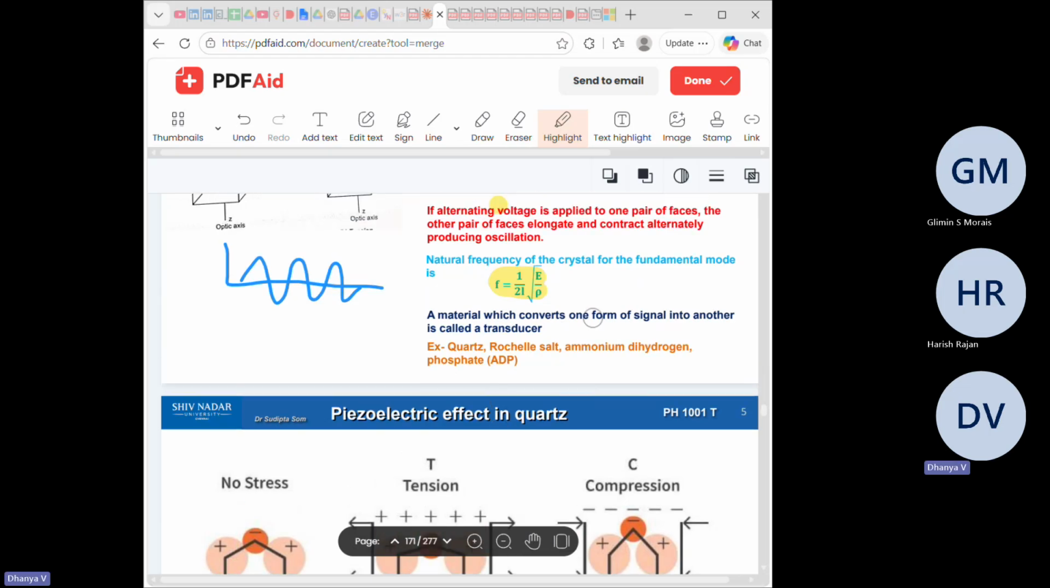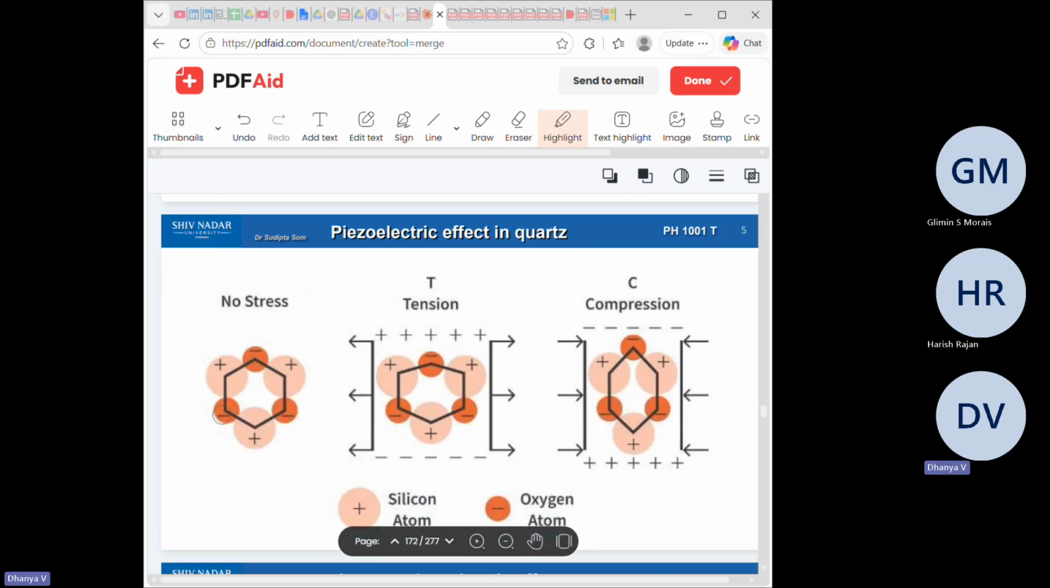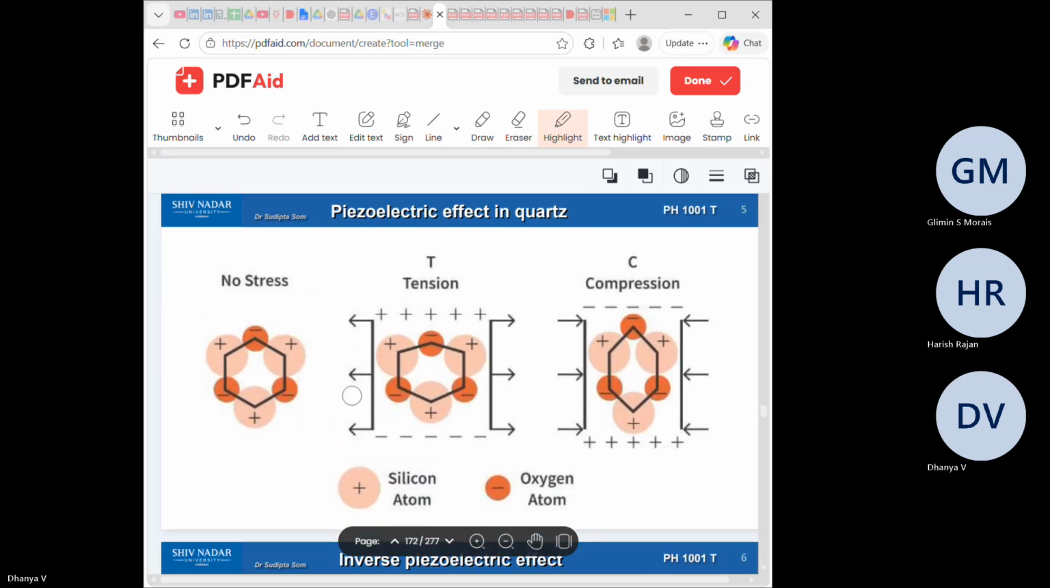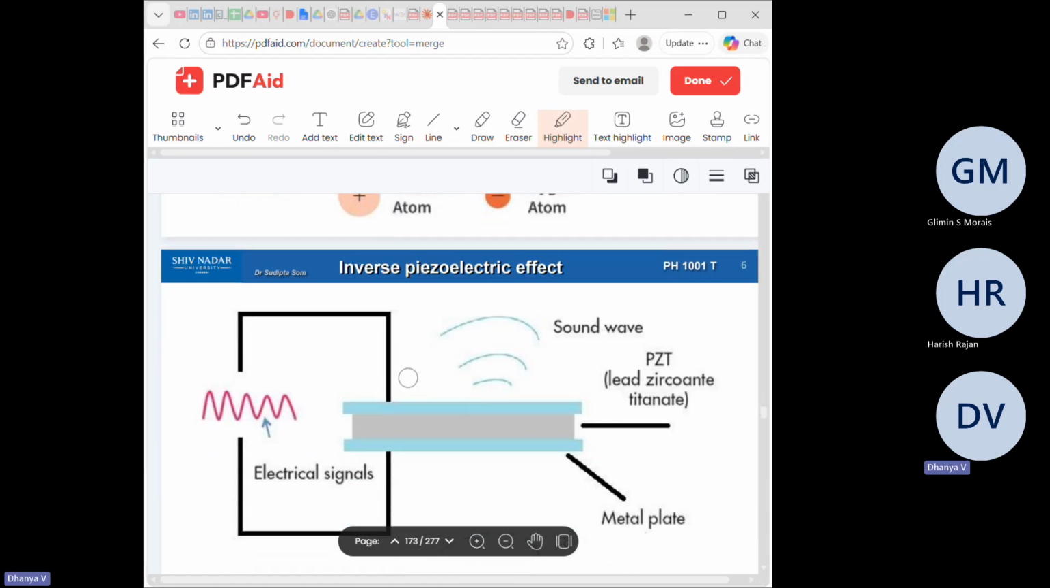The material which converts one form of signal into another is called a transducer. So examples are what your ADP, all of that. So here there is no step. Once they apply tension, it expands, and once they apply pressure, it contracts. So this continuous contraction and relaxation causes your oscillation.